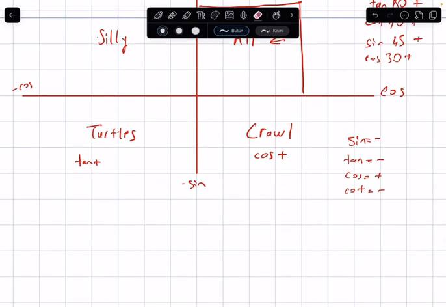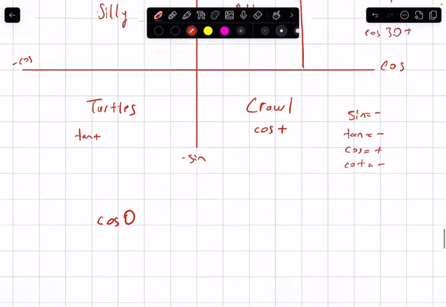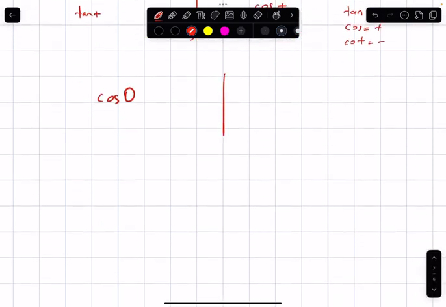Yeah, we did that. Now, let's try to guess some angles. For example, what is cosine 0? What are you going to do? Draw a unit circle. Let me just draw it straight.